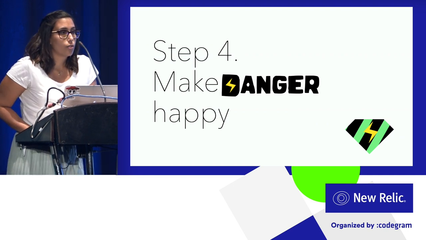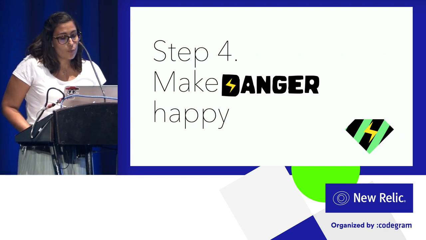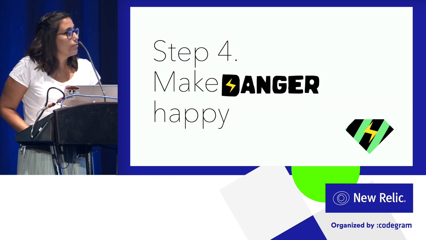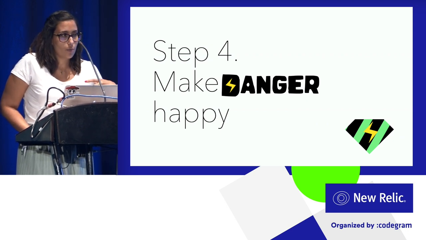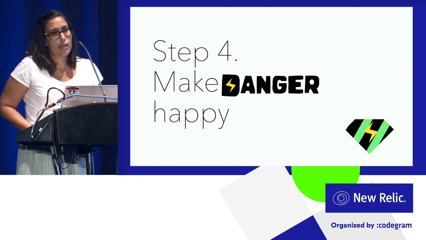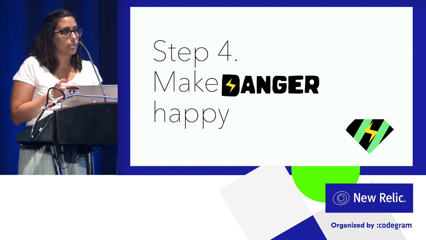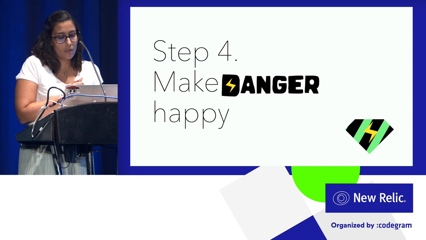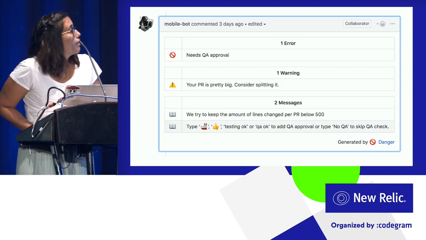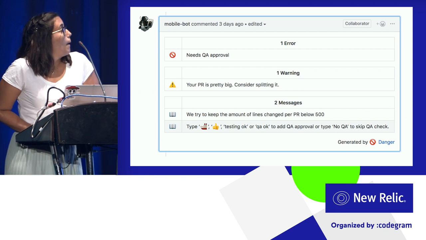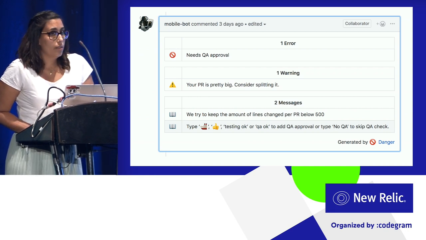For those who don't know Danger, it runs during the CI process and it gives us the opportunity to automate common code review chores. It has support for a couple of languages like JavaScript, Swift, and Ruby. We use it for Ruby apps. And it kind of looks like this. It complains a lot, I'm not going to lie.